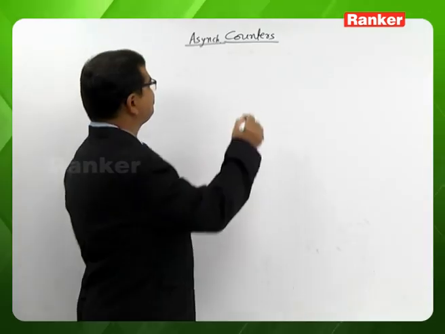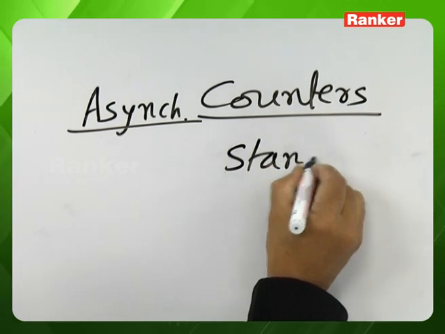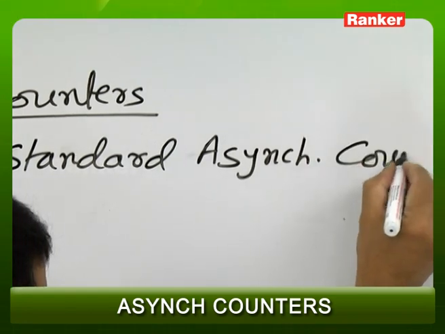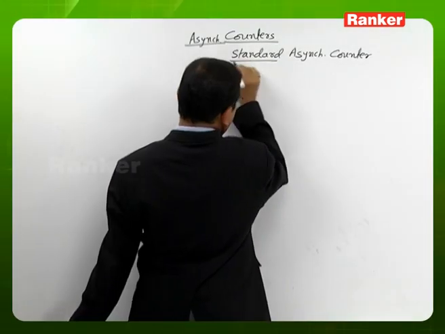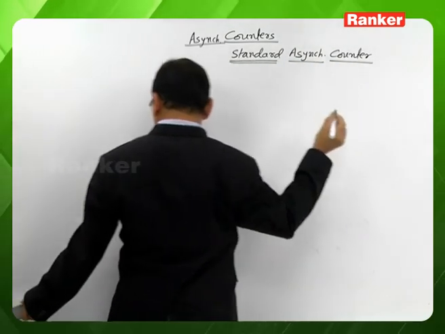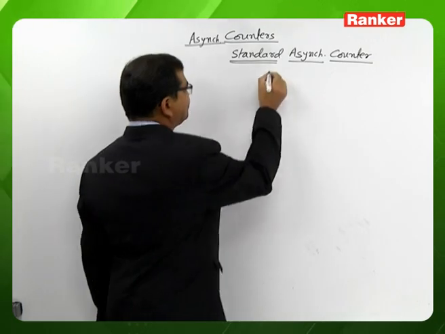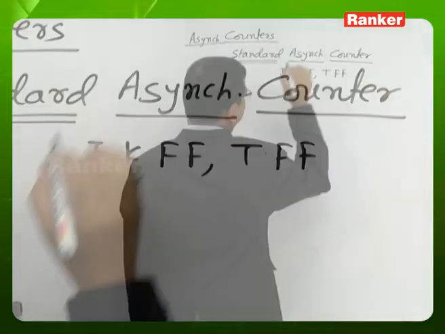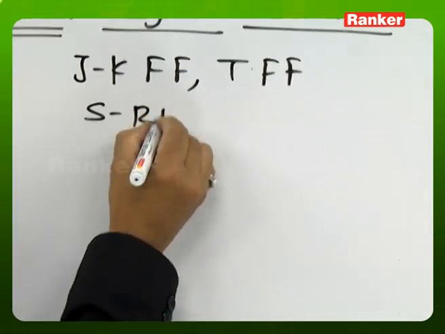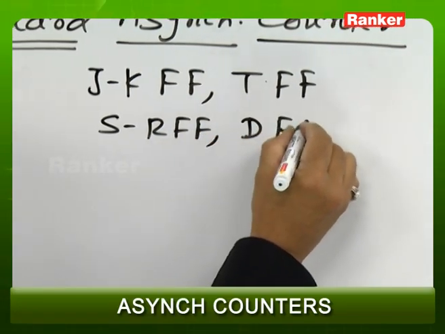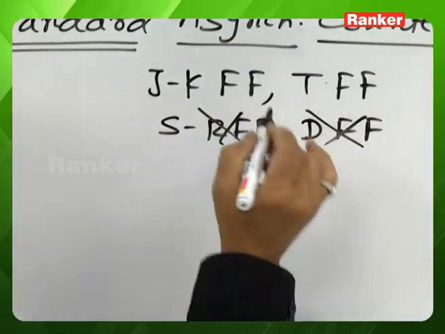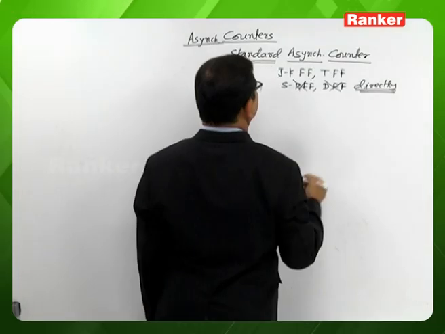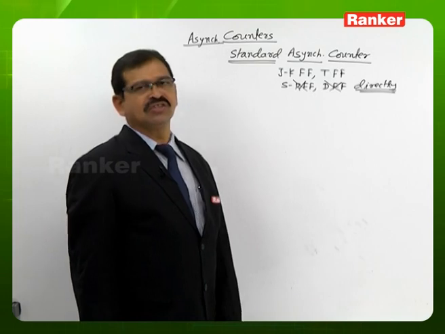For realizing a standard asynchronous counter, we can use JK flip-flops and T flip-flops directly, but we cannot use SR flip-flops or D flip-flops directly. I am saying this with the prefix word "directly". We are unable to use SR flip-flops and D flip-flops directly to realize a standard asynchronous counter.